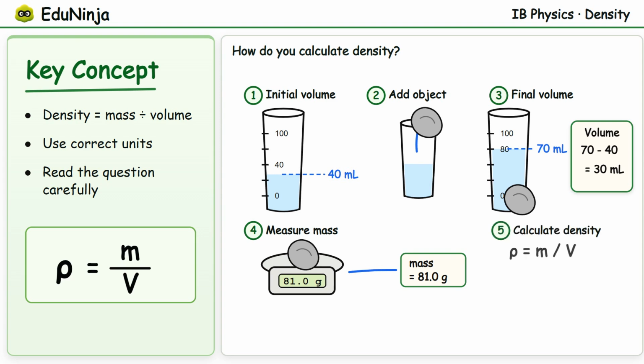Now substitute into the formula. The mass is 81.0 grams and the volume is 30 milliliters. So density is 81.0 divided by 30, which gives 2.70 grams per milliliter.